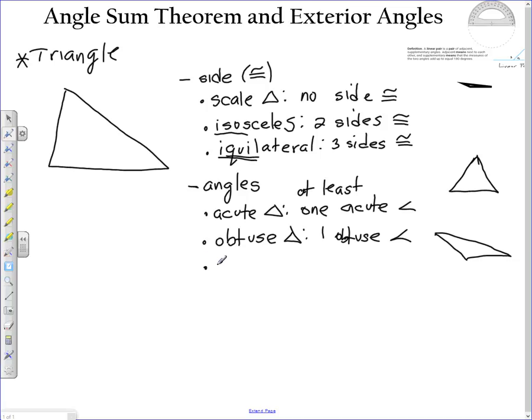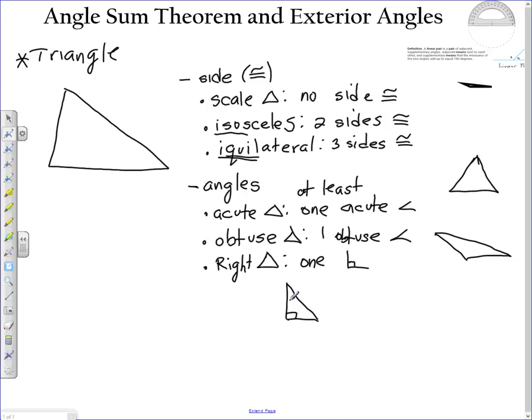Now there's something called a right triangle. What that means is one of the angles is going to be a right angle. The way we show a right angle is with this symbol. So a right triangle will look like this. And this little symbol means that this angle right here is 90 degrees.